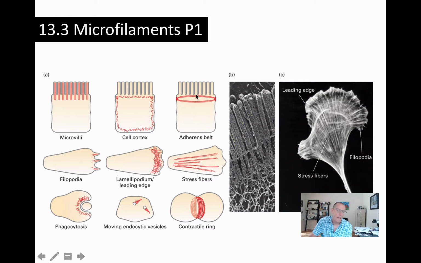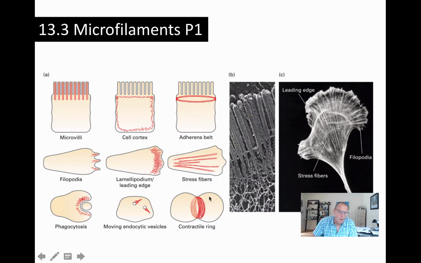Adherens junctions can be connected via a belt of actin. Filopodia have a gel-like mesh of actin, as does the lamellipodium, or leading edge, of amoeboid or crawling cells. Important structural features are stress fibers that provide structural strength to cells. There's a role for the actin network in phagocytosis and also for moving around endocytic vesicles. And last but not least, you're going to see a ring of actin working with myosin to pinch the dividing cell in two through the formation of a structure called the contractile ring.